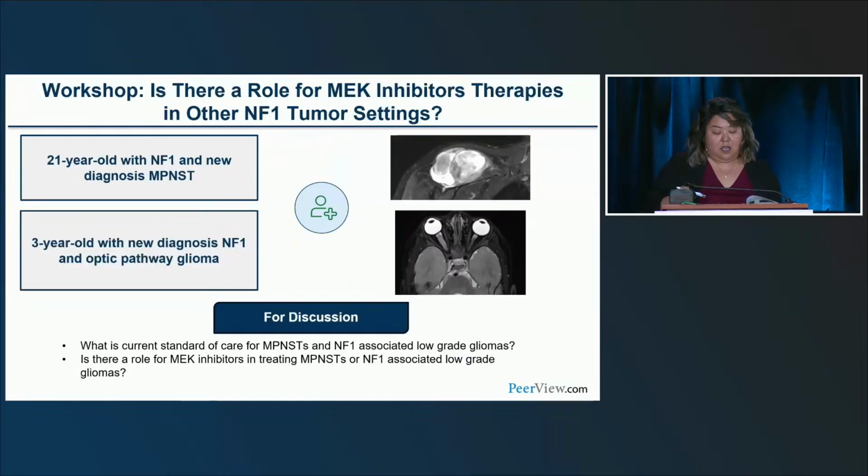So what we can talk about from these two cases, this 21-year-old with NF1 and new diagnosis of MPNST, and then this 3-year-old with a new diagnosis of NF1 and an optic pathway glioma, is what the standards of care are for MPNSTs and NF1-associated low-grade gliomas. Also, is there a role for MEK inhibitors in treating MPNSTs or these NF1-associated low-grade gliomas? Let's talk about that.